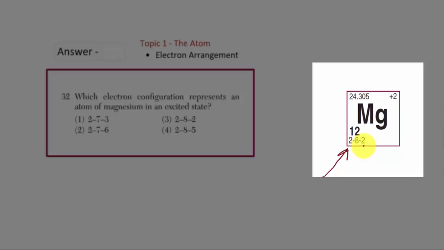So to be an excited state atom, we have to still have 12 electrons, but they can't be in the ground state order of 2, 8, and 2. We have to look for a representation that has that spread out a little bit more. There could be many possibilities.